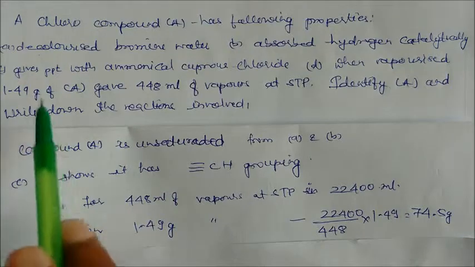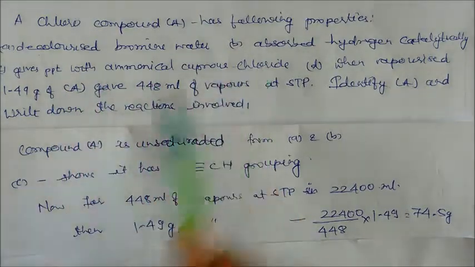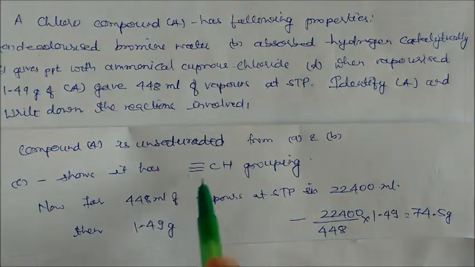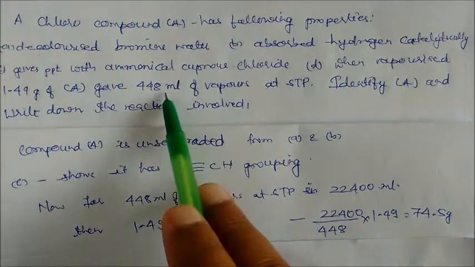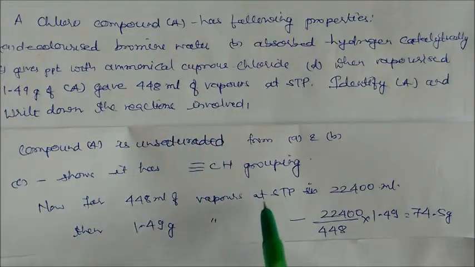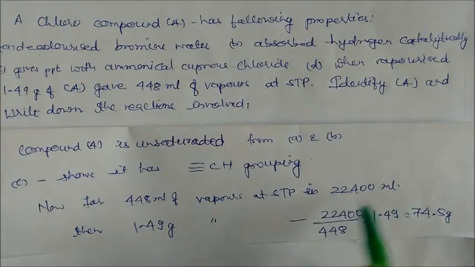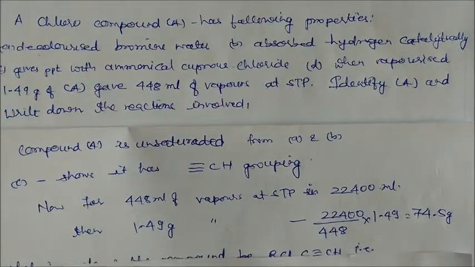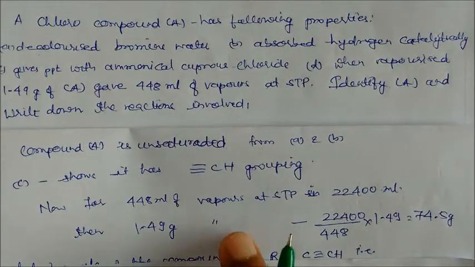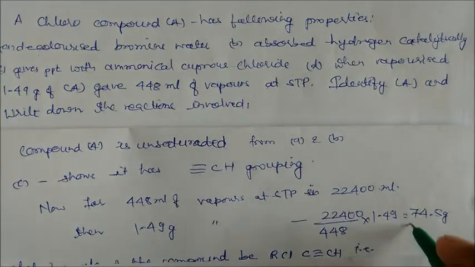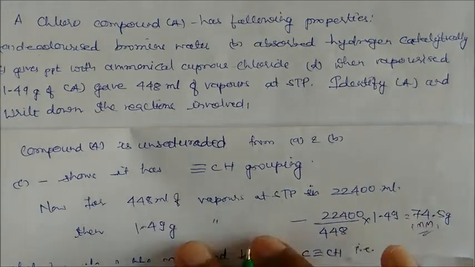And C, it gets precipitated with the ammoniacal cuprous chloride, which means it must have this CH grouping like this one. That's why it shows the ammoniacal cuprous chloride test. Now by using these conditions, 448 ml of vapors at STP is equal to 1 mole, or we can say 22.4 liter of volume. So for 1.49, how much gram will be there? So it will be 74.5 grams. So this is actually the molar mass of that compound.